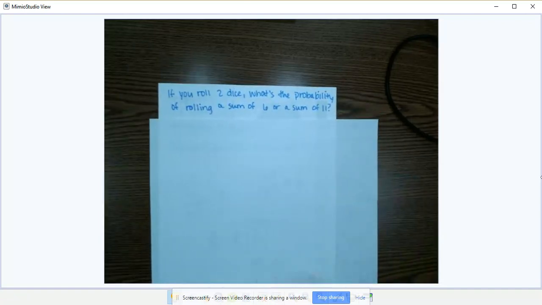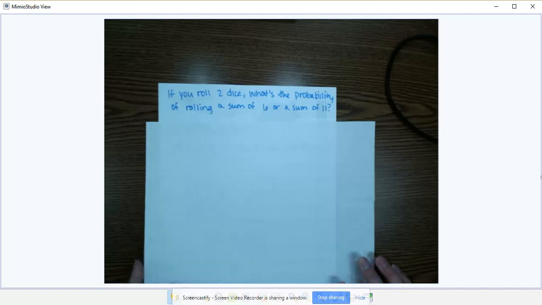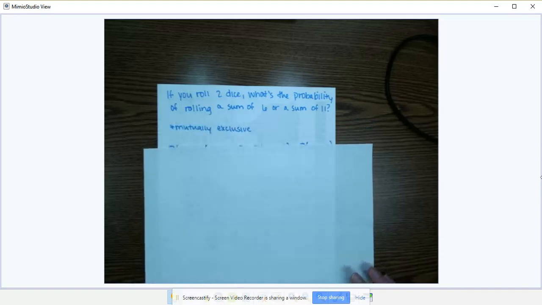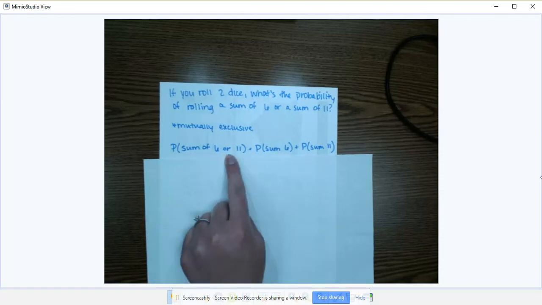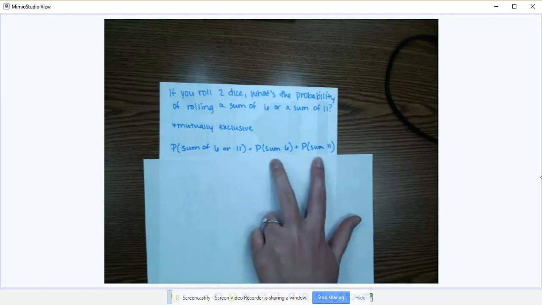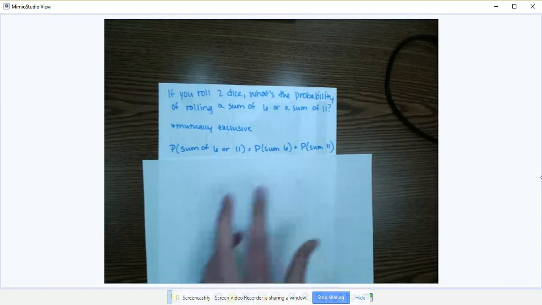We have two dice that we're rolling, and we want to know what's the probability that I roll a sum of 6 or a sum of 11. Well, we can't have a sum of 6 and a sum of 11 at the same time, so we know that it's mutually exclusive. So using our equation, we have the probability of our sum of 6 or 11 can be split into our two separate sums.